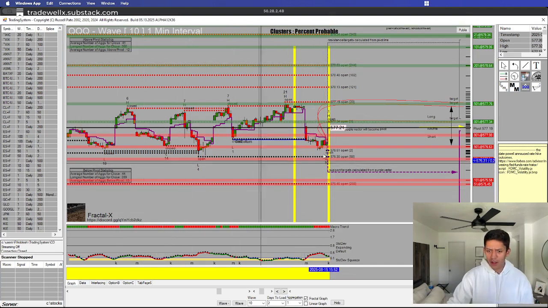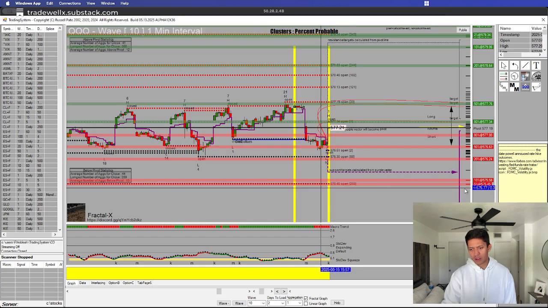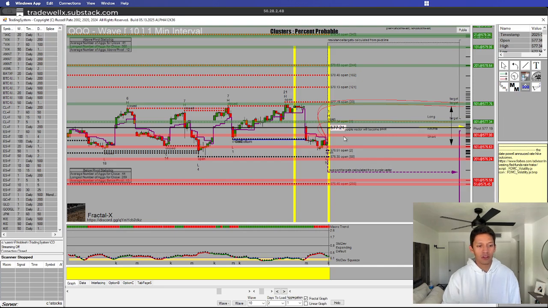So I hope that helps. Very cool information, especially when it aligns with bands. And it doesn't always align with bands as you see here, but you can use it for confluence. So I hope that helps regarding open states. Just mess around with seeing open states across different tickers. Very, very powerful stuff. So enjoy.